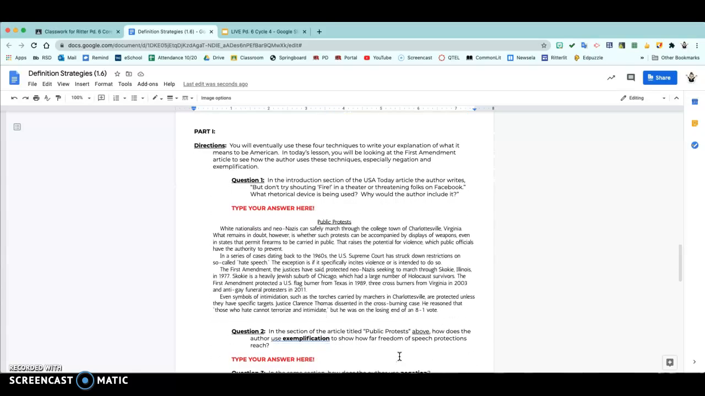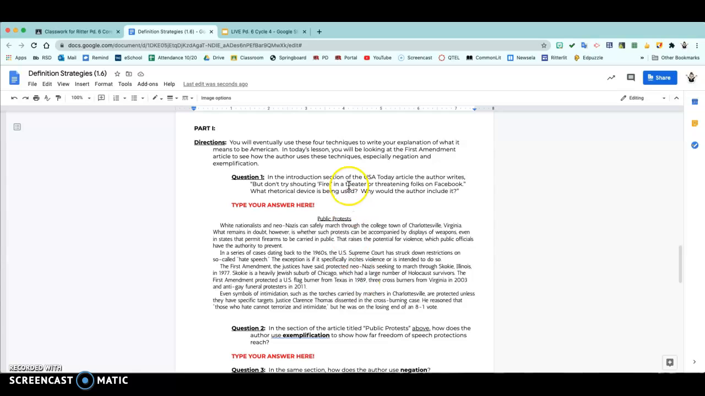Down here in part 1, we are looking for examples of those 4 definition strategies in the article that we read about free speech and the First Amendment. So the first question here gives you a specific quote from the article and says, name the definition strategy, the rhetorical device being used, and then tell me why would the author use it? What's the purpose of saying that?